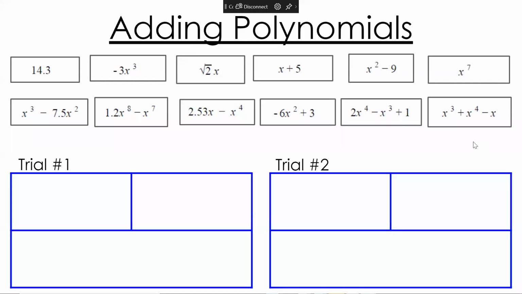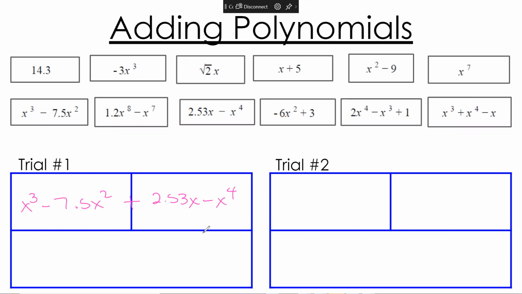Okay, so tell me two polynomials. We're going to add them together, and we're going to see if we get a polynomial. Tell me a polynomial. Go ahead. X to the third power. Okay, and we're going to add that to... why did you pick the complicated ones?